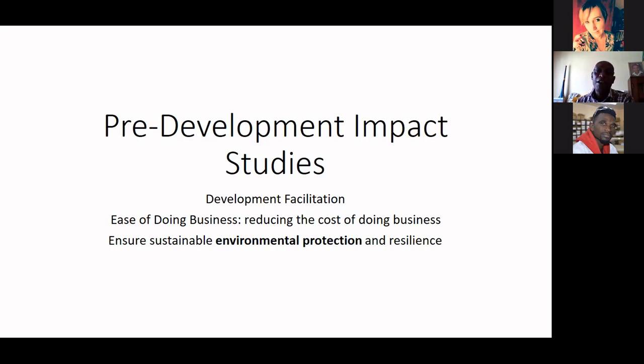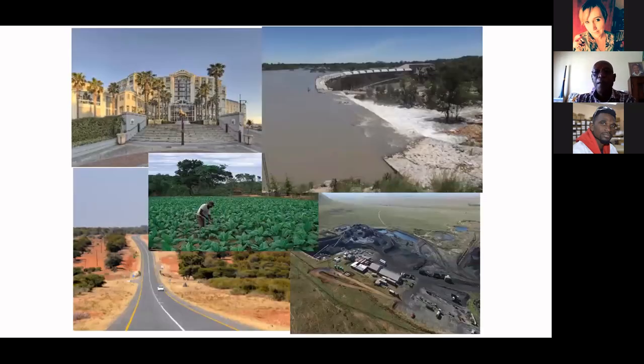So archaeologists have a very important role to play in development facilitation. They also play an important role in the ease of doing business, especially in reducing the cost of doing business, where if impact assessments are done procedurally and properly, then the role of archaeologists is very central. Their role in conducting pre-development impact studies is also to ensure sustainable environmental protection and resilience. So again, you find that our profession continues to be involved in development issues.